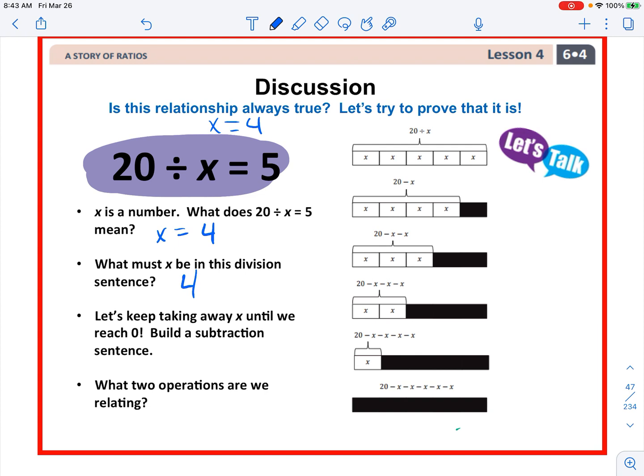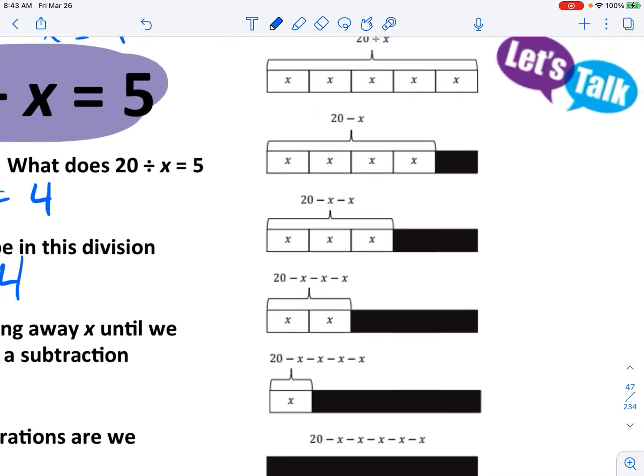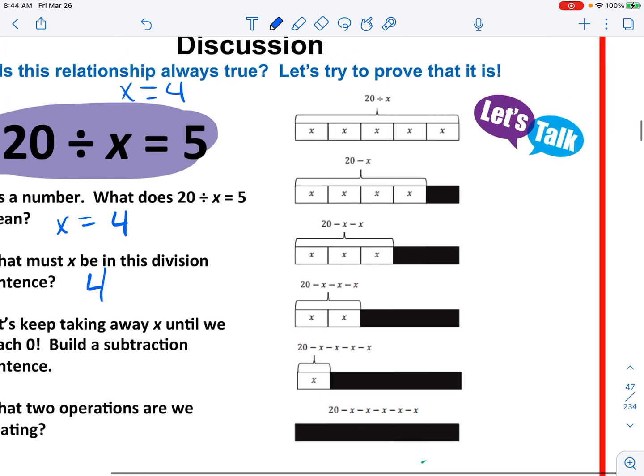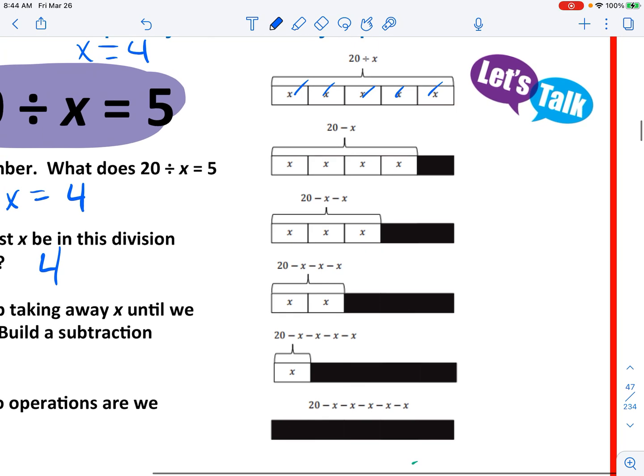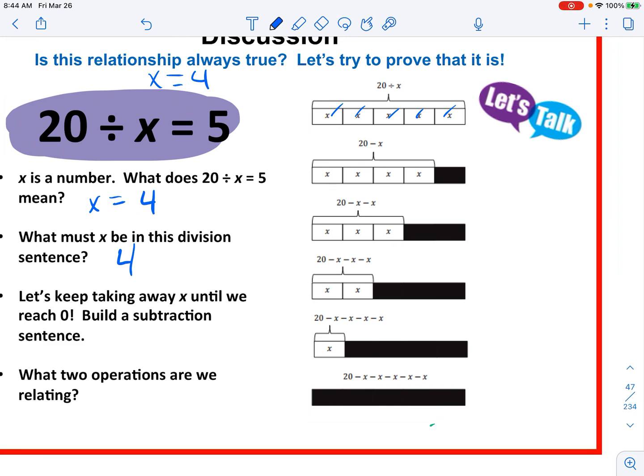It's telling us to build a subtraction sentence. So this is what they did on the right with the tape diagrams. They had 20 divided by x. We know x is 4. So now we had 20 into 5 equal parts because 20 divided by 4 equals 5. Now we're going to build our subtraction sentence.